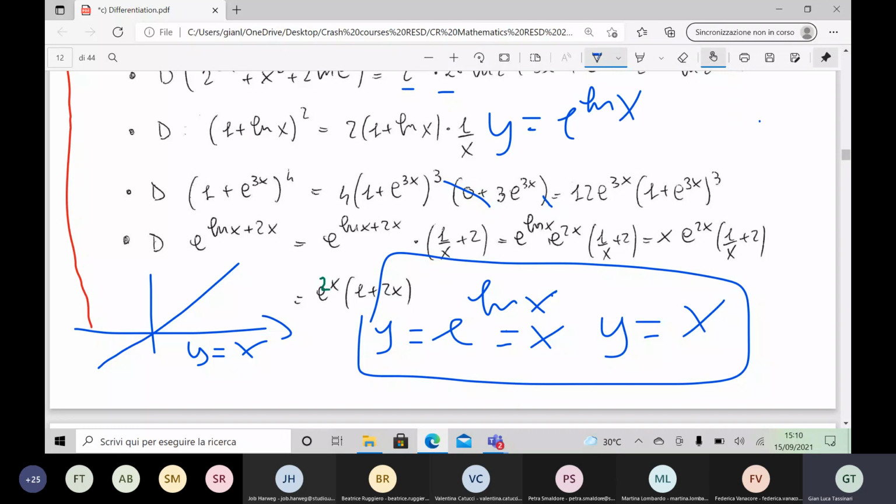Oh, why? Okay. Am I right? Am I right? Because this is equal to x.